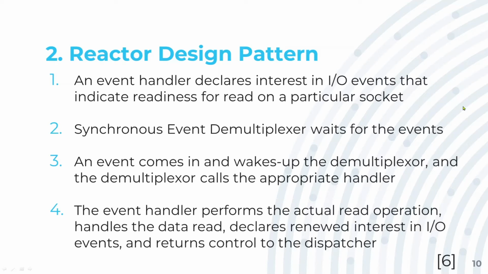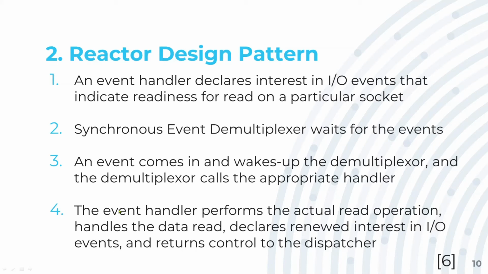This is an abstract of how the reactor works. First, the reactor passes an event to the synchronous event demultiplexer. Then the synchronous event demultiplexer waits for the events. And when the events come, the demultiplexer wakes up and calls back the appropriate handler. And fourth, the event handler performs the actual read operation, handles the data read, declares renewed interest in I/O events, and returns control to the dispatcher.